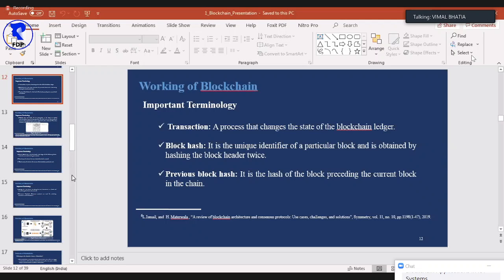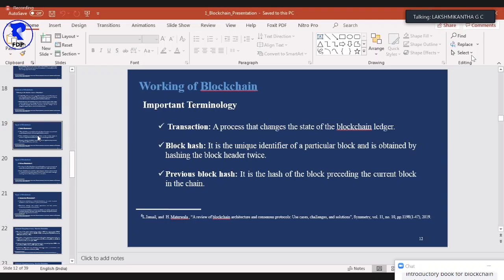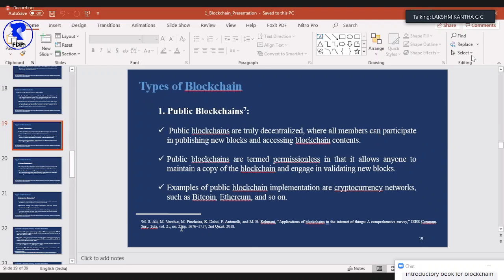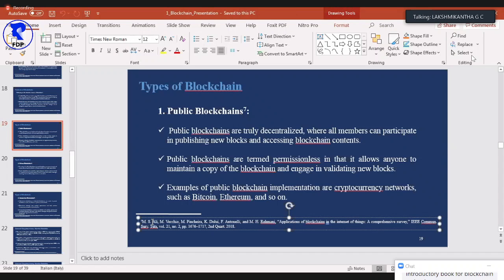Please unmute and continue. Good morning, sir. This is Lakshmikant, sir, from DBIT, Bangalore. Sir, my question is, is it possible to provide security to big data?